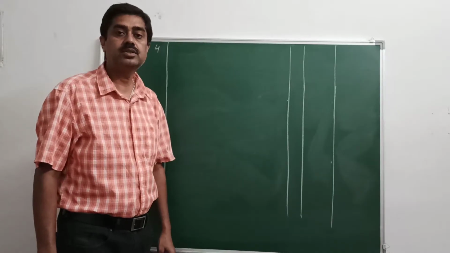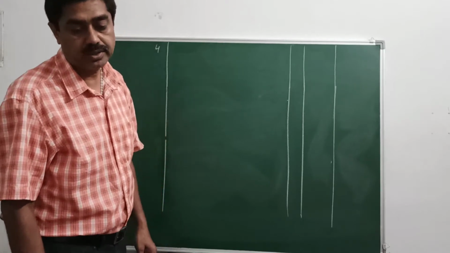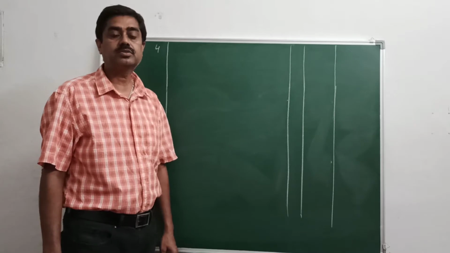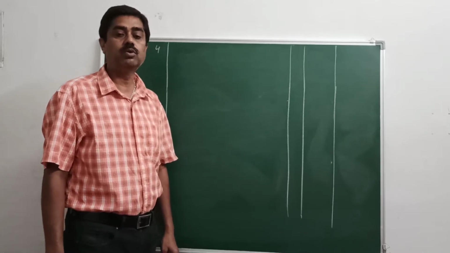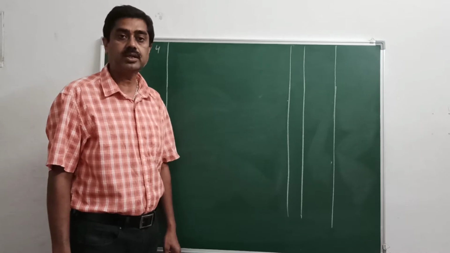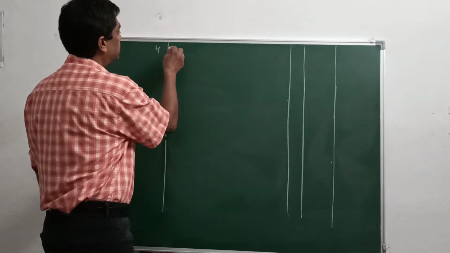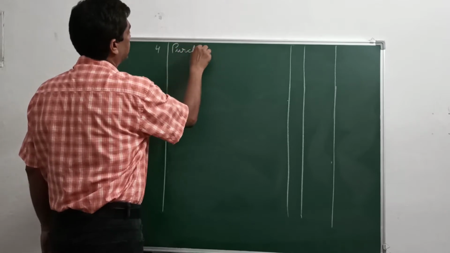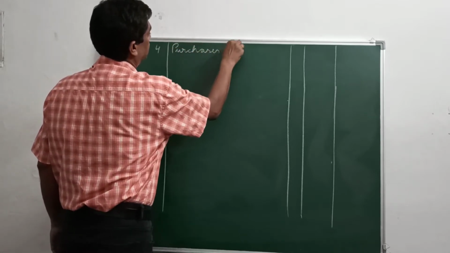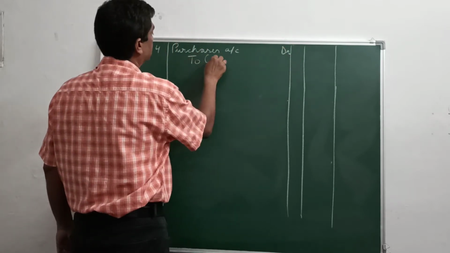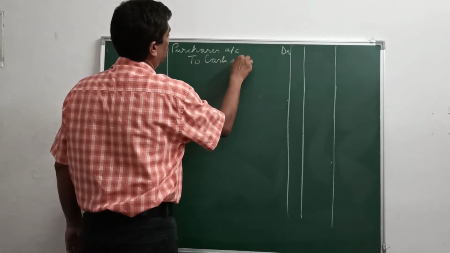The next transaction is on 4th March. It says purchase goods for cash. Here goods are purchased which are meant for resale. So we will open purchase account and another account, cash account, because it is mentioned there cash. It is a cash transaction. So the entry will be purchases account debit to cash account.